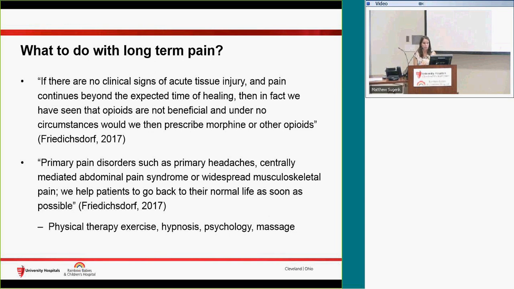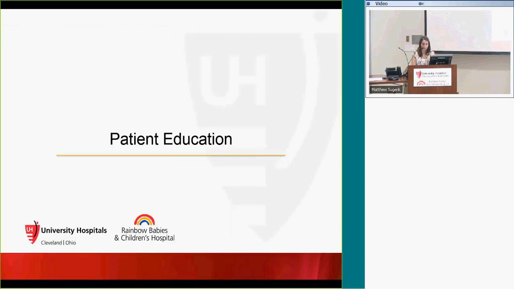This is from Frederick Strickstorff, a pain physician in Minnesota at the Children's Hospital there, who had a robust acute and chronic pain clinic. If patients have no clinical signs of acute tissue injury and pain is beyond the expected time of healing, then we have seen that opioids are not beneficial. In those circumstances we will not prescribe morphine or other opioids. Keep that in mind when you are seeing a patient. For primary pain disorders like headache, central pain, and musculoskeletal pain, they try to get their patients back to normal life as soon as possible, using things like physical therapy, exercise, hypnosis, psychotherapy, and massage.